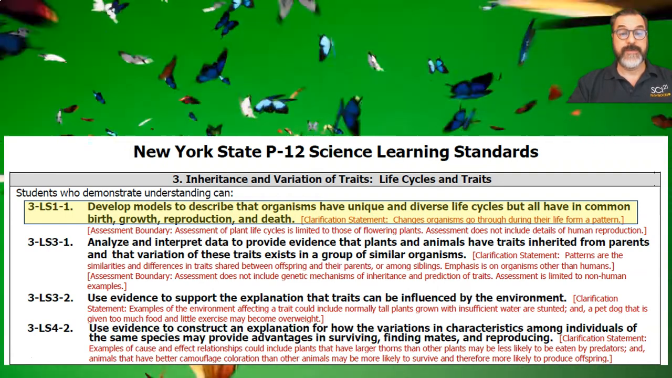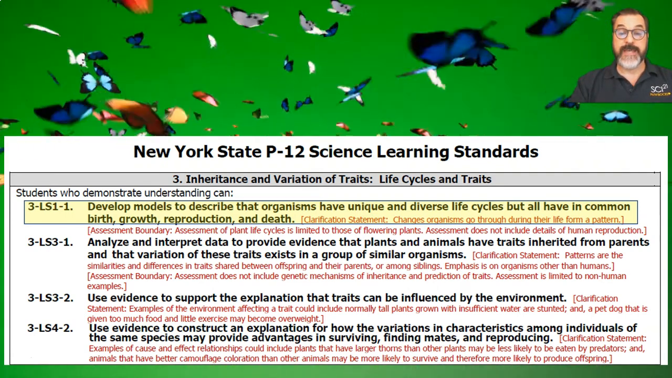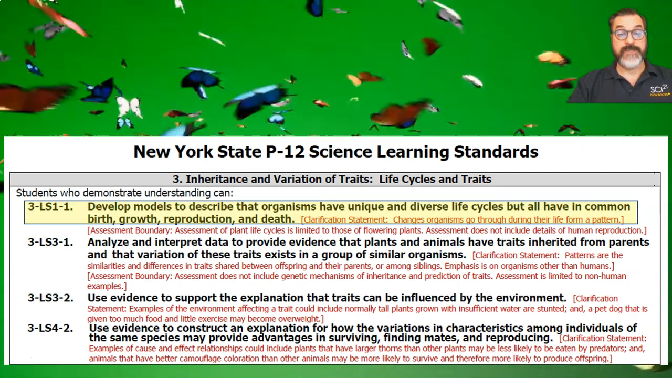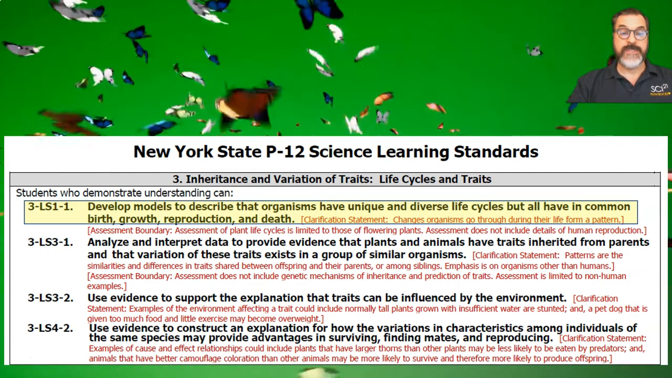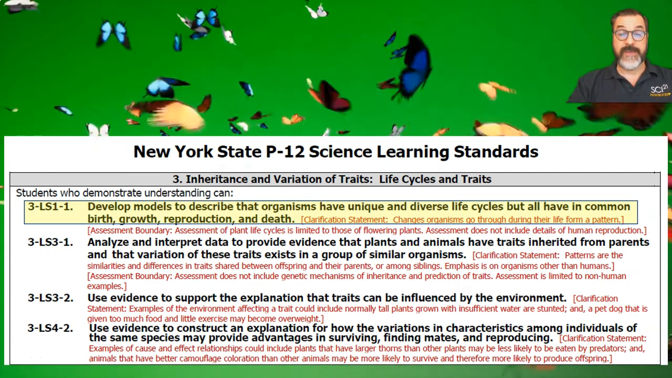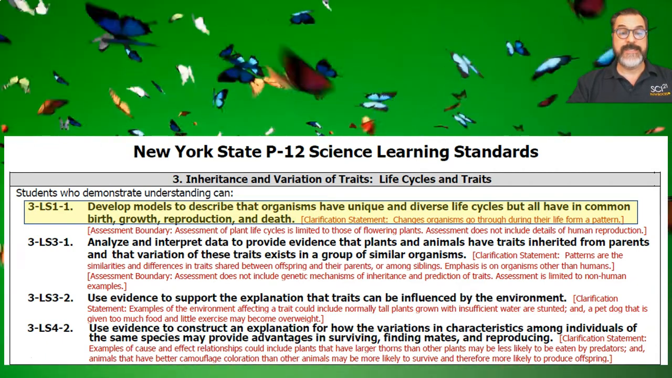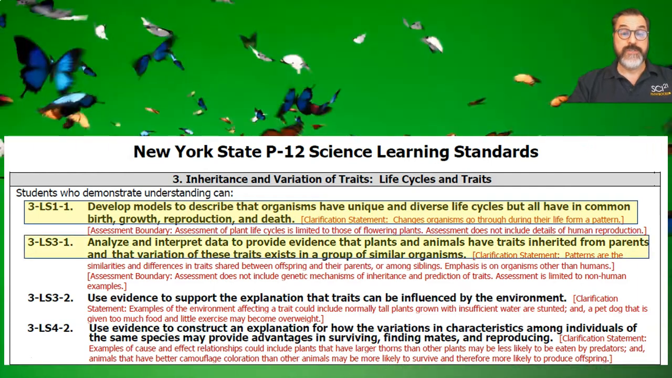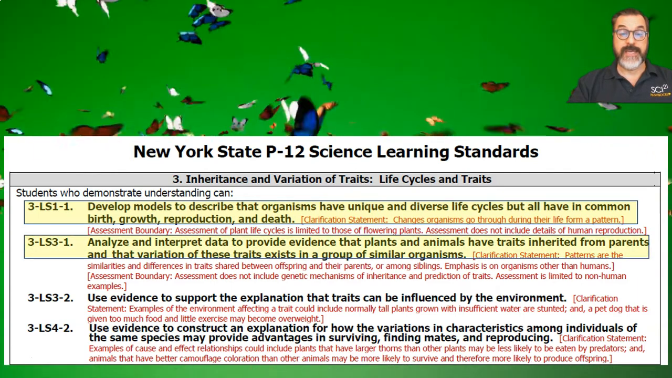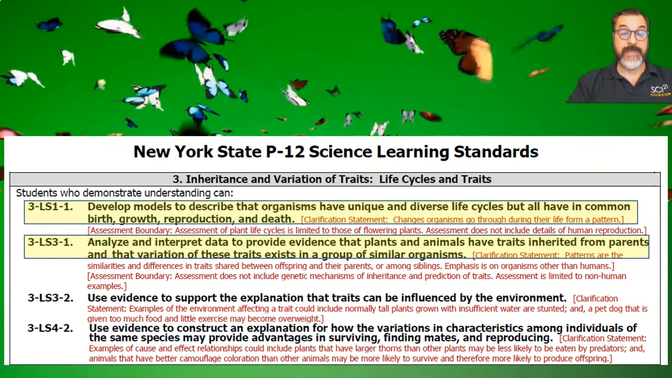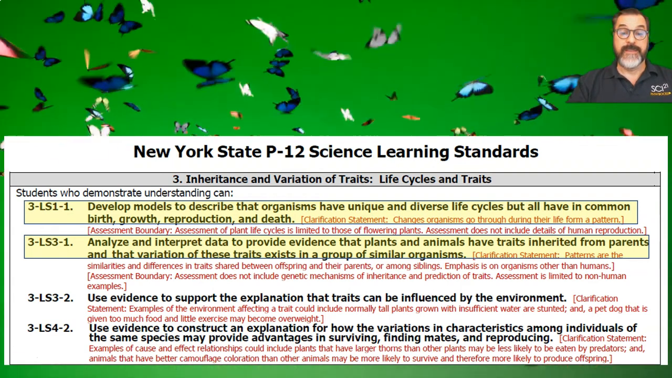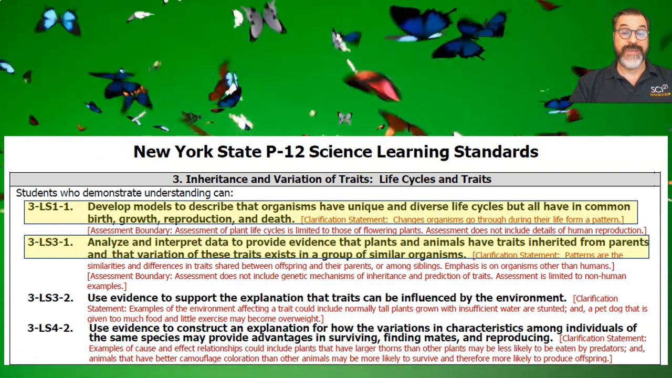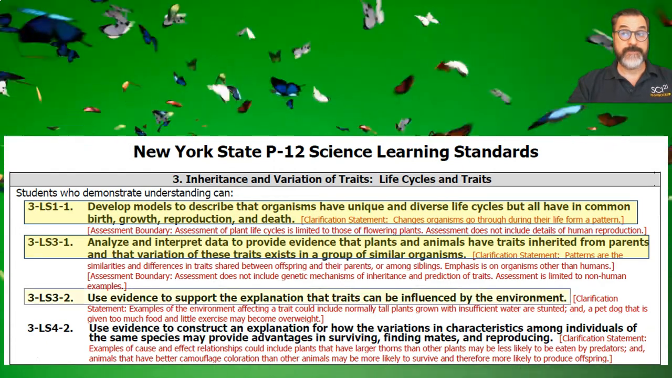their life cycle. The standards articulate these as birth, growth, reproduction, and death. Students do not need to explain the mechanisms of any of these phases. Instead, they need to see that these phases are common between organisms. Students will also analyze and interpret data that traits are inherited from plant and animal parents. These traits can have variation within a group of similar organisms.